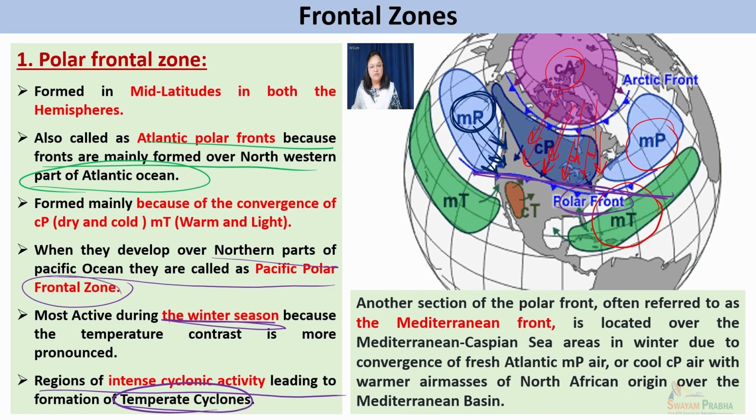Another section of the polar front is also referred to as the Mediterranean front within this polar frontal zone only. So this frontal zone is formed over the Mediterranean areas, as you can see here, mainly due to the convergence of the cold continental European air mass and the air mass of North Africa along the Mediterranean-Caspian Sea line. The cold European air mass coming from the north and the warm African air mass coming from the south collide over the frontal line in the Mediterranean-Caspian Sea region.